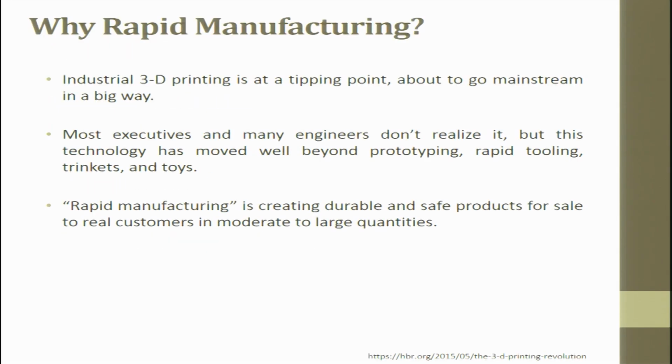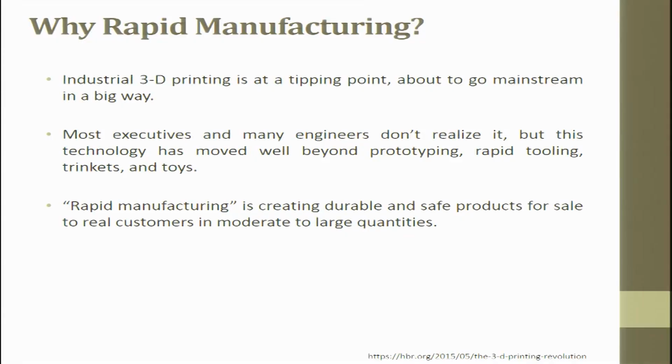When we talk about rapid manufacturing, the industrial 3D printer is at the tipping point, about to go mainstream in a big way. Earlier, additive manufacturing was thought of only from the prototyping point of view. Today, the power source, the raw material, are now moving towards real-time requirements, which was earlier thought about in plastic, now it has changed into metal.